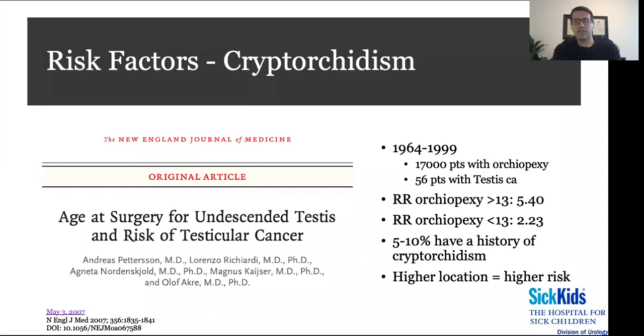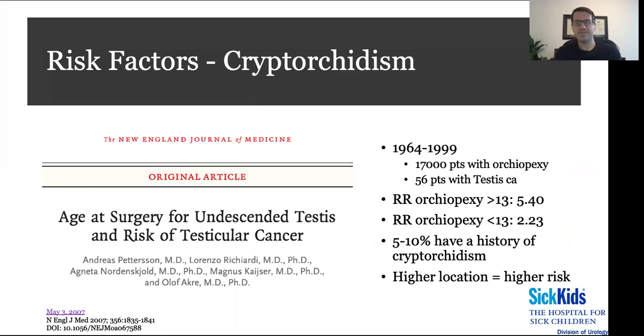So they looked at the age that the orchiopexy was completed and assessed what the risk for testicular malignancy was. So you can see that both groups had an increased relative risk of testicular cancer. However, those who underwent surgery after the age of 13 or post-pubertal had a higher relative risk of testicular cancer at 5.4, compared to those who had an orchiopexy that was done before puberty with a relative risk of 2.23.